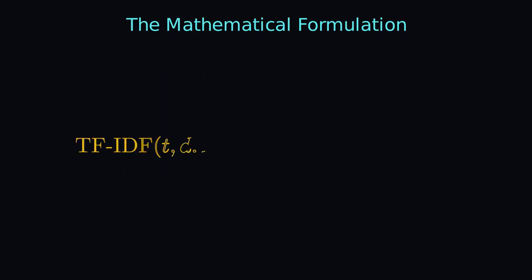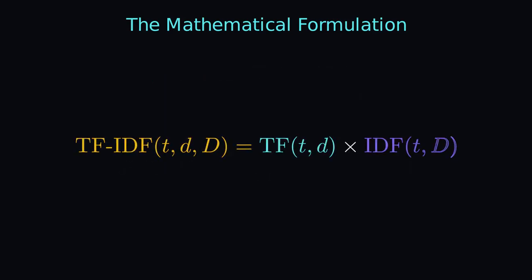When we multiply these two numbers together, something beautiful happens. If a word appears frequently inside a document, its TF component pushes the total score up. But if that same word is scattered across every document in your database, the denominator inside the log function grows, forcing the IDF component down to 0. The final output is an explicit score of distinct informational value.